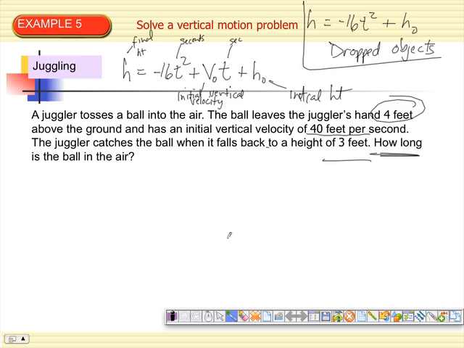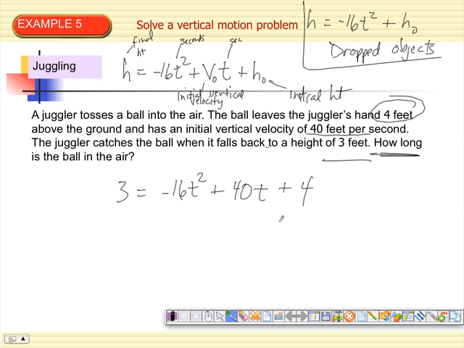How long is the ball in the air? So it's asking for T. All you need to do is fill in everything except for T. 3 equals negative 16 T squared plus 40 T plus 4 feet. You're going to solve for time. How are you going to do that?